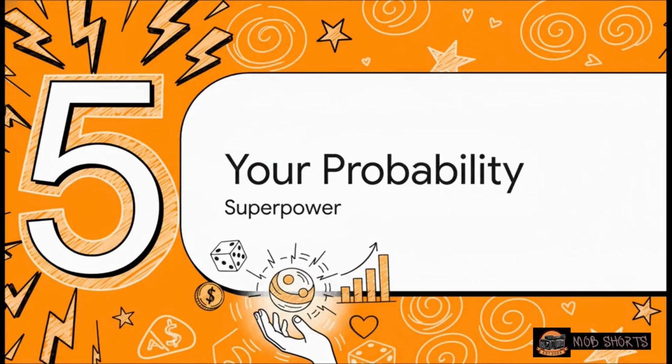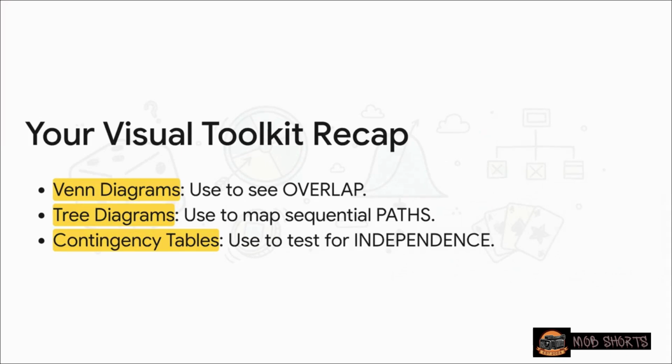All right, let's bring it all home. What we've really done here is given you a kind of probability superpower. So let's do a super quick recap of your new toolkit. When you've got groups with overlap, you use a Venn diagram. When you need to map out sequential paths, you use a tree diagram. And when you need to organize data and test for independence, you use a contingency table. Each tool has its own specific, powerful job.